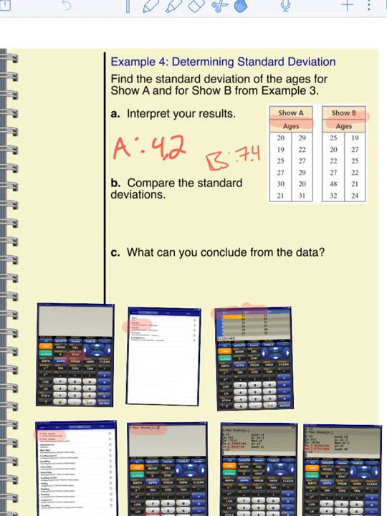What can you conclude from the data? Same thing, show B has a bigger variety of ages.